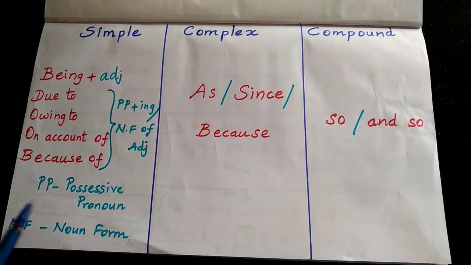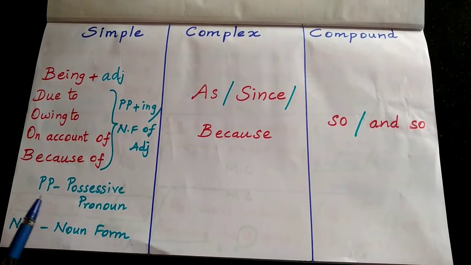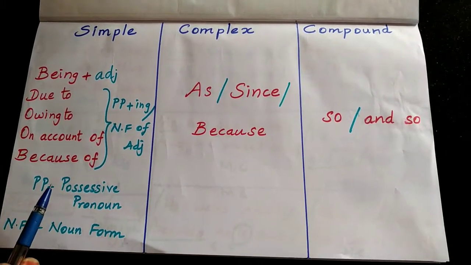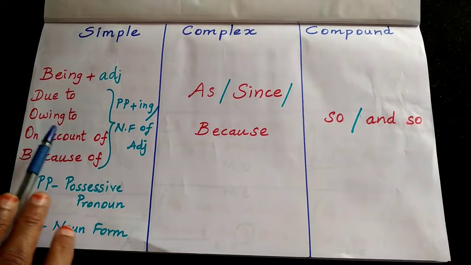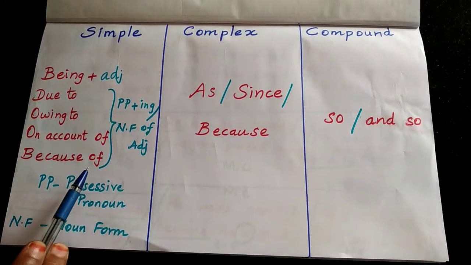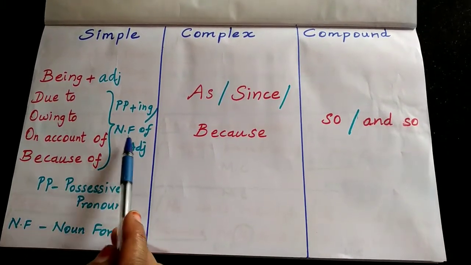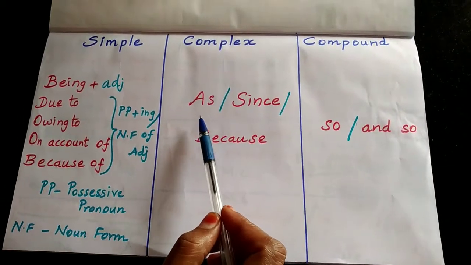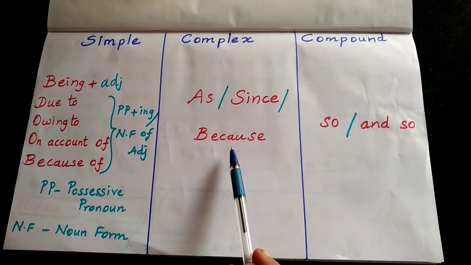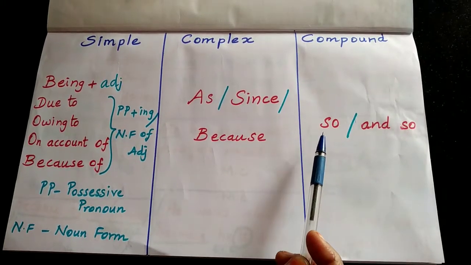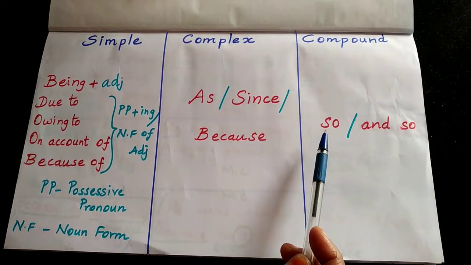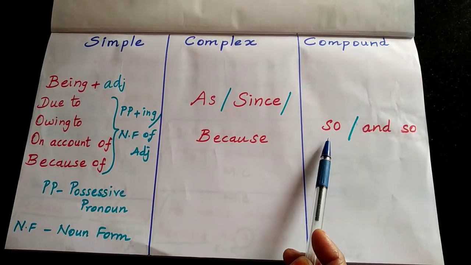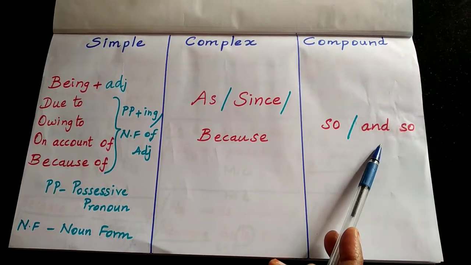First, let us go with this rule. In a phrase, there is being plus adjective, with the prepositions due to, owing to, on account of, because of. We make phrases in simple sentences, and complex sentences with the subordinating conjunctions as, since, because. In compound sentences we are adding the coordinating conjunctions so and and so.